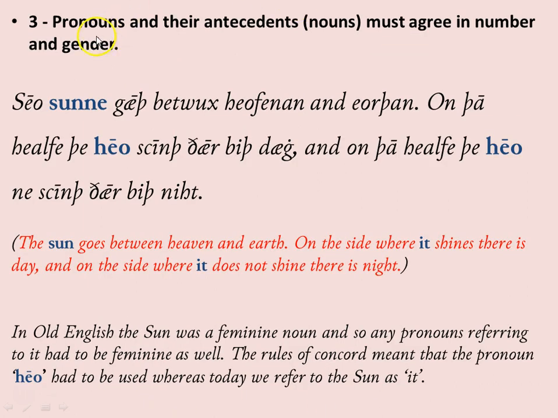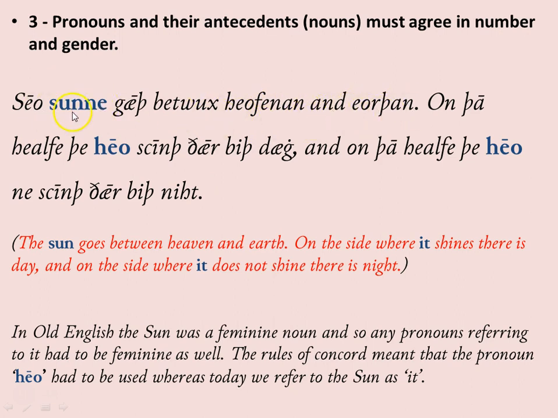Next one. Number 3, pronouns and their antecedent nouns must agree in number and gender. Here's a really good example. Seo suna gath betux hervanan and erthan, on tha helva the heo shinth thar bithdaya, and on tha helva the heo nershinth the thar bithnicht. So what we have here is the sun goes between heaven and earth. Seo suna gath betux hervanan and erthan.